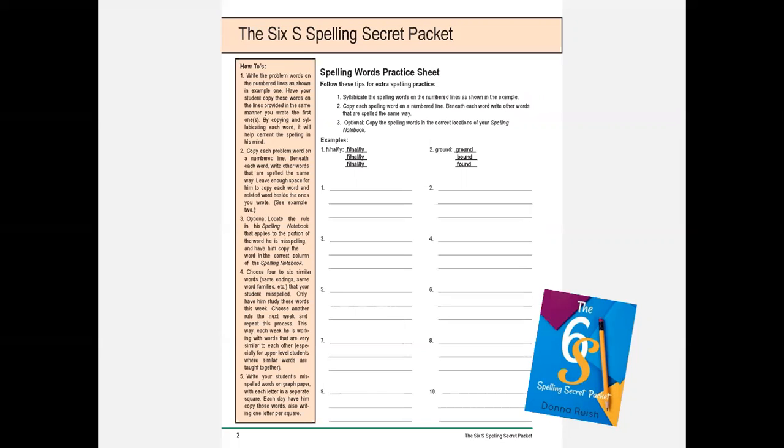Copy each spelling word on a numbered line, and then write other words that are spelled the same way. And then optionally, you can put your words in your spelling notebook as well. On this one, there are a couple of ways to do it. Example number 1 says "finally," and it has it syllabicated: fi, nal, ly. And it's a 3-syllable word.